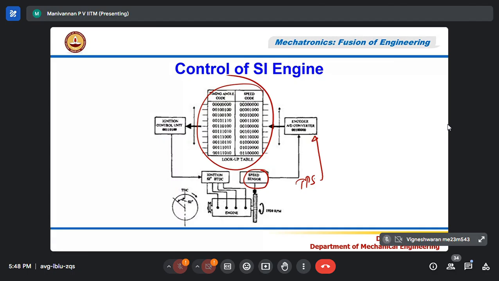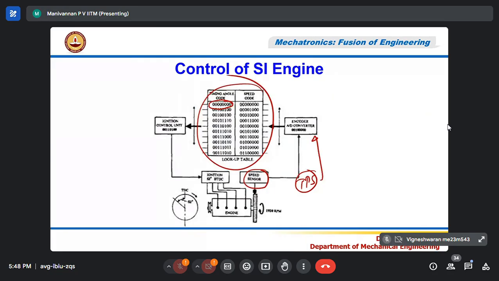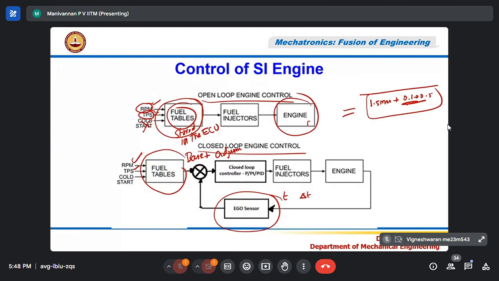Depending upon engine speed and throttle percentage, the ECU will select the spark timing and also the fuel injection duration from this map. Accordingly, you will inject the fuel. That's how it works. This is called open loop control.